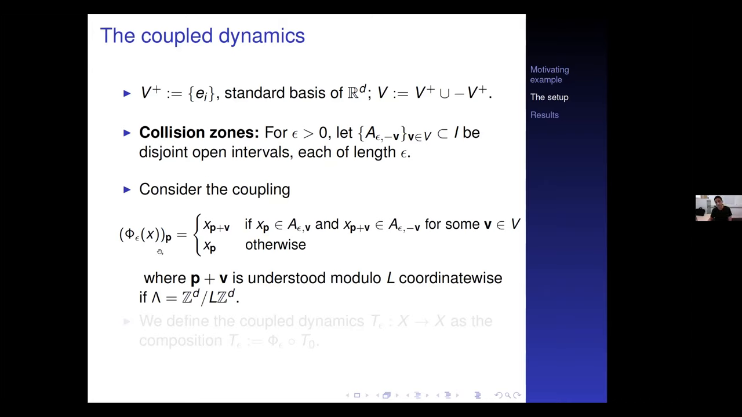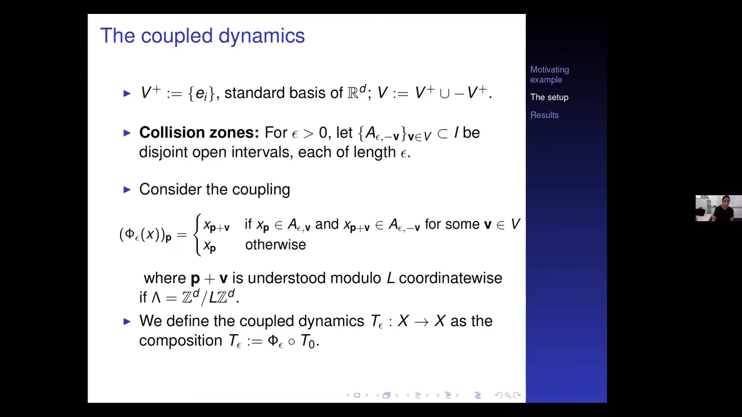One thing which is particular about this coupling here, unlike many papers on coupled systems, is that this coupling is discontinuous. It creates a discontinuity, and it makes the coupled system discontinuous by definition. And then we define the coupled dynamics as usual. It's denoted by T epsilon from X to X, and it's given by the composition. So you apply the product map, and then you compose this with the coupling that I described above.